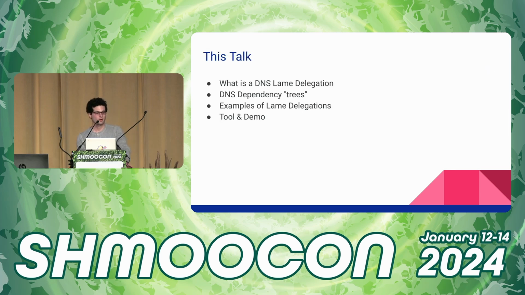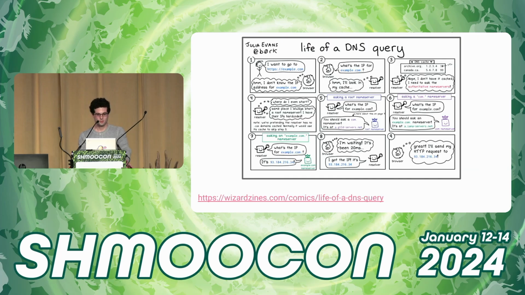So for this talk, I'm going to talk about what DNS lame delegation is, what a DNS dependency tree is. I'll give some examples, and then I'll demo a tool that I've been working on. One thing that I am not doing is I am not covering how DNS works. I'm assuming you all know this, although it is more complicated than most people assume.